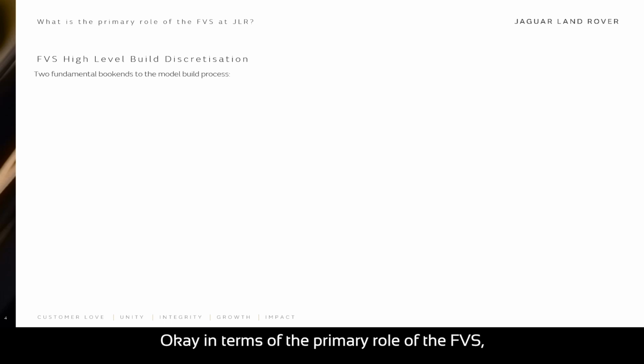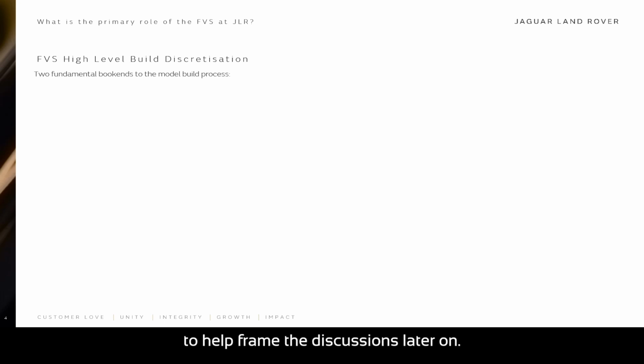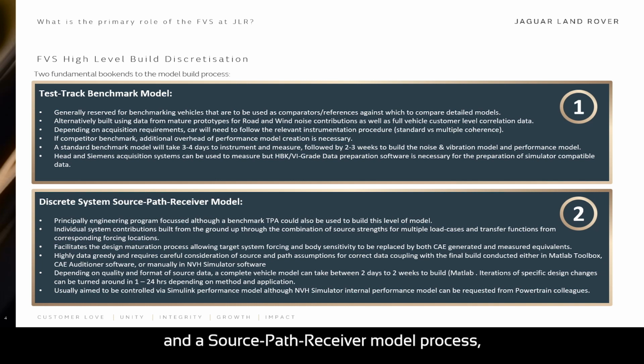Okay, in terms of the primary role of the FVS, I want to start by talking through the two fundamental bookends, to help frame the discussions later on. So we generally adopt two processes: a benchmark model process and a source path to zero model process. It may be familiar to you or not, depending on where you are in your own journey. Benchmark models are generally reserved for competitor model builds, or for building a correlation model of your own vehicle against which the driver or target vehicle is compared.